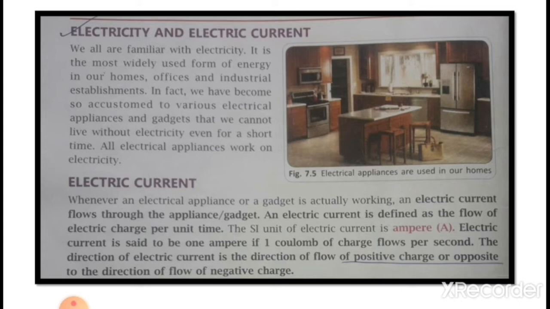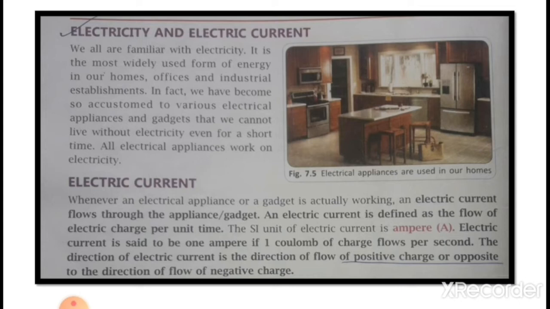Whenever an electrical appliance or a gadget is actually working, an electric current flows through the appliance or the gadget. An electric current is defined as the flow of electric charge per unit time. The SI unit of electric current is ampere. Electric current is said to be 1 ampere if 1 coulomb of charge flows per second. The direction of electric current is the direction of flow of positive charges or opposite to the direction of flow of negative charge.